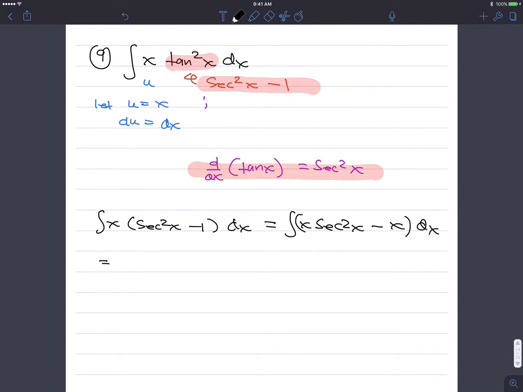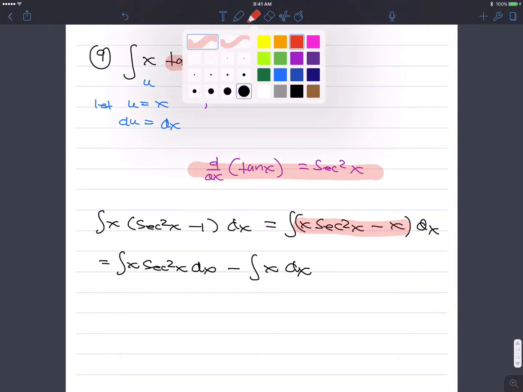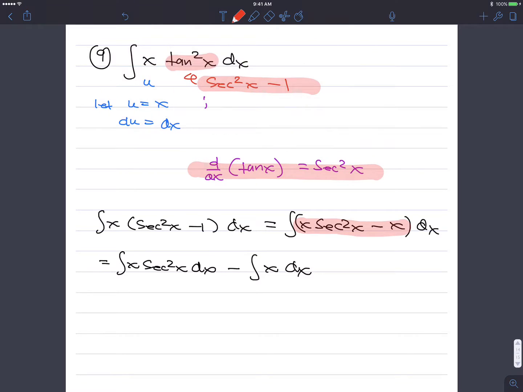So the integral of a difference is the difference of integrals: the integral of x secant squared x dx minus the integral of x dx. This is what we're saying here. On the right, I have the difference of two functions. I could simply integrate them separately. So if you notice the right-hand side over here, this integral is 1/2 x squared. That's easier to do.